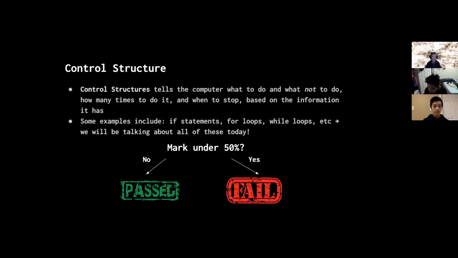So control structures tell the computer what to do, what not to do, how many times to do it, when to stop, and all based on the information it has. Some examples include if statements, for loops, while loops, and etc. And right here you can see an example of one. It checks if your mark is under 50%, and if not, it does something, and if it is, then it does something else. Next slide.